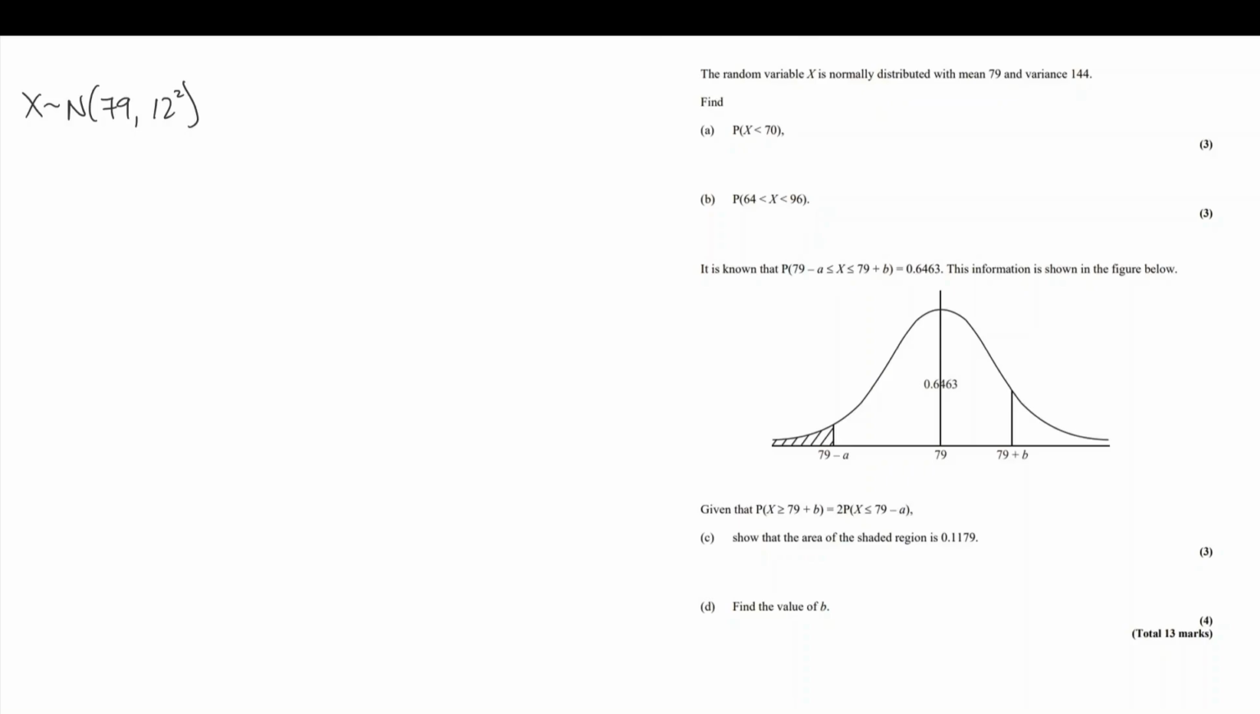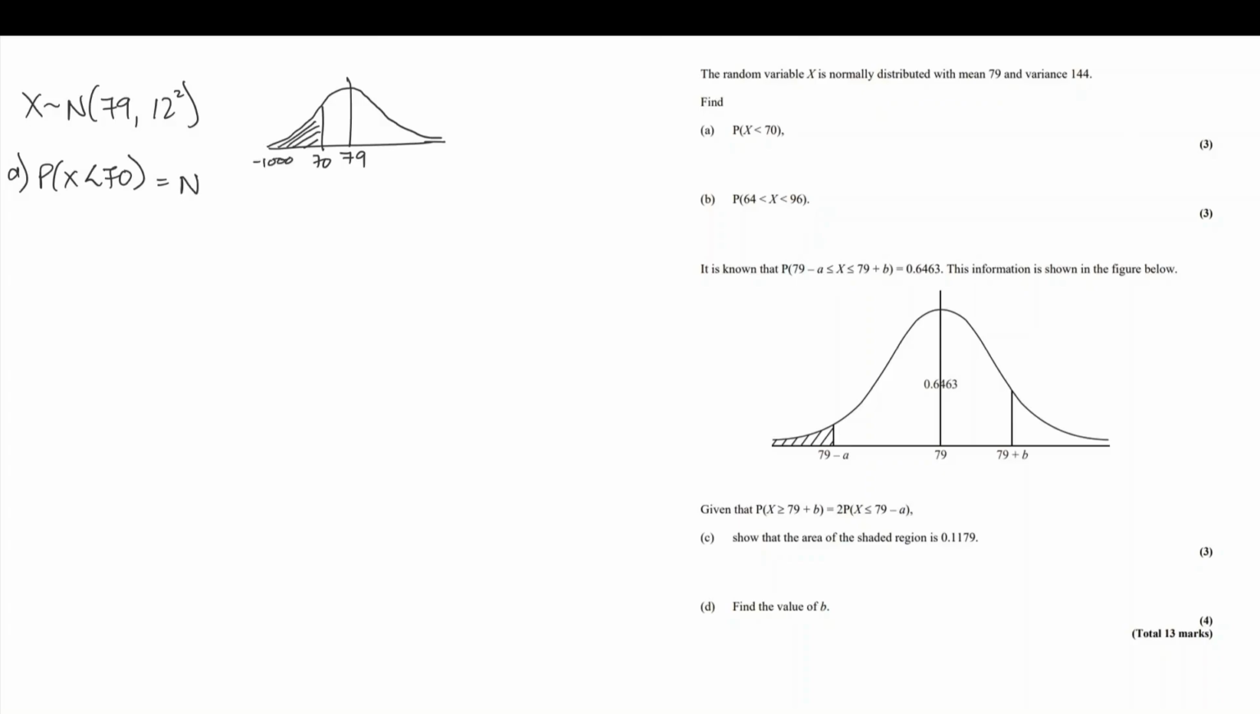In part A, we're asked to find the probability that x is less than 70. Okay, quickly on a diagram, 79 being at the middle, and we're looking for the probability that x is less than 70. According to the diagram, this should be a small probability, as in smaller than 0.5. Let's make sure we get that in our calculation.